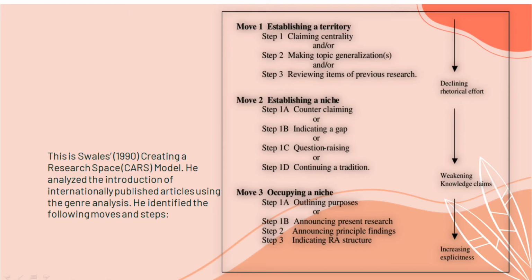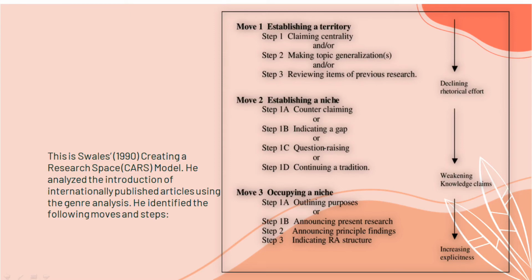Specifically, he identified three moves. First move is establishing territory. Under this, he identified three steps. Step 1 is claiming centrality. Step 2 is making topic generalization. And step 3, reviewing items of previous research.